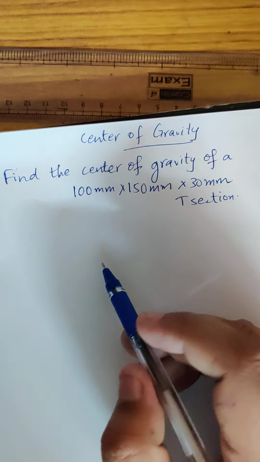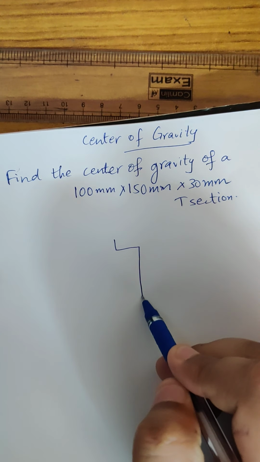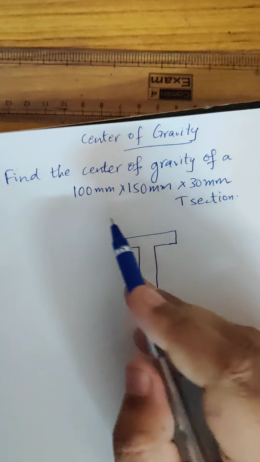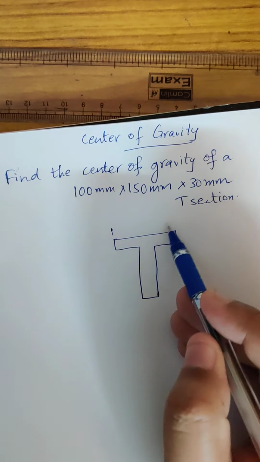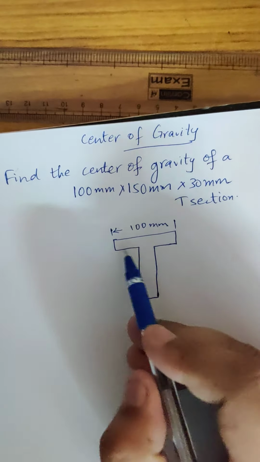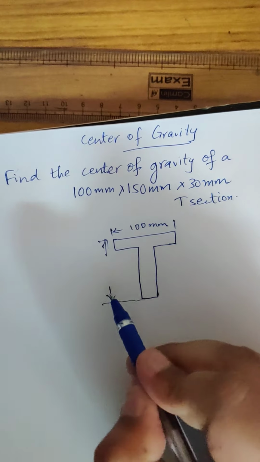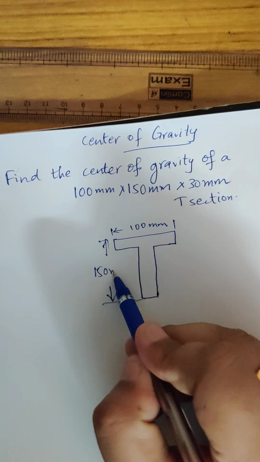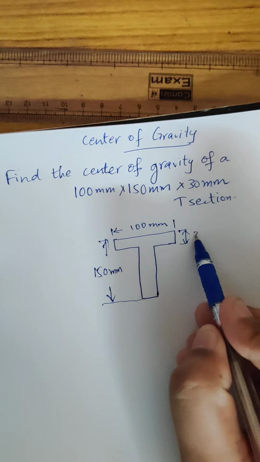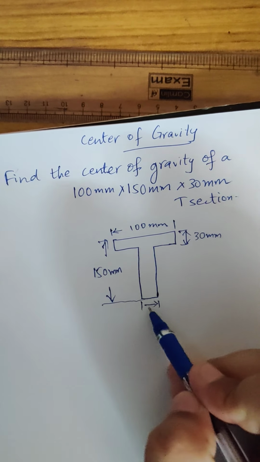So first let me draw the diagram. So it is a T section, so let me draw the T. So this 100, we'll take this as 100 mm, and this total height for this T section will be 150 mm, and the thickness will be 30 mm. So it will be uniform. So this is 30, this also has to be 30 mm.